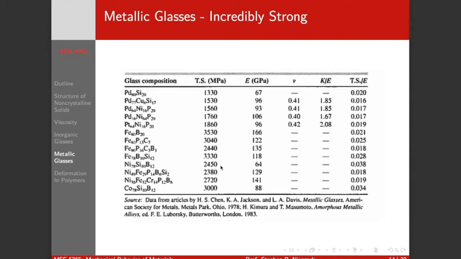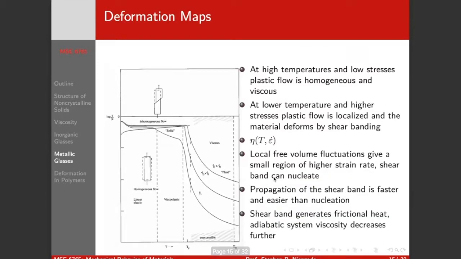Incredibly high yield strengths, and very low tensile strength to Young's modulus ratios. Okay. The problem with metallic glasses, like other glasses, is they are incredibly brittle. You don't have a lot of tensile ductility out of them.